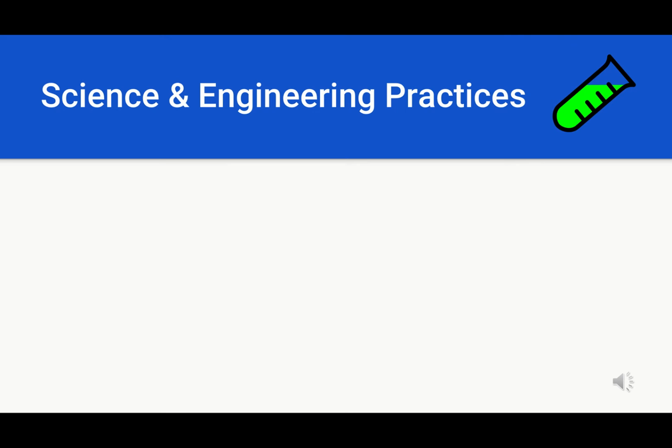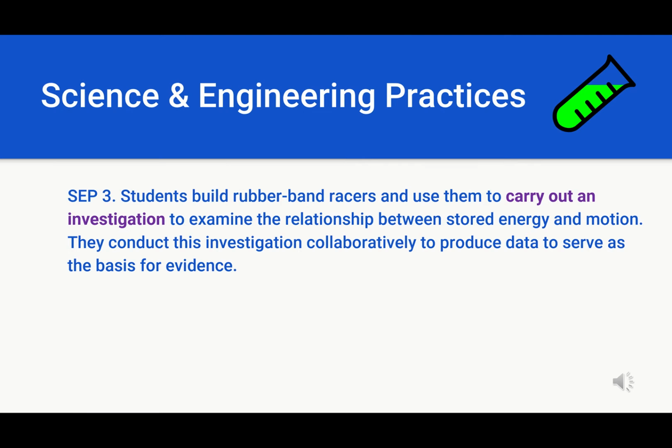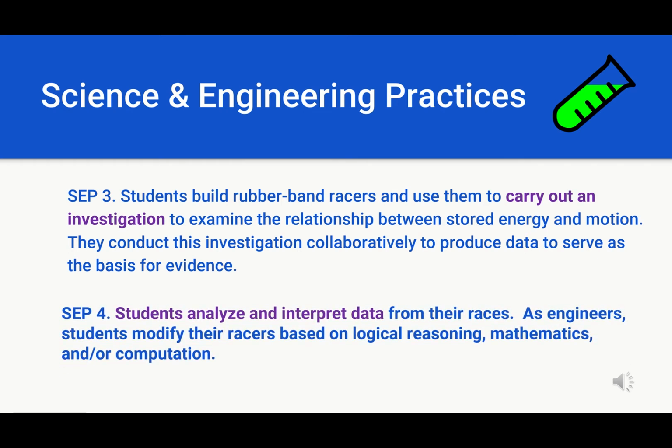The science and engineering practices used in this activity are SEP3, the students carry out an investigation, and SEP4, the students analyze and interpret data. For SEP3, the students build rubber band racers and use them to examine the relationship between stored energy and motion. They work in pairs and as a class to produce data and create a basis for their evidence. In SEP4, they are engineers. They modify their racers based on logical reasoning, mathematics, and/or computation.